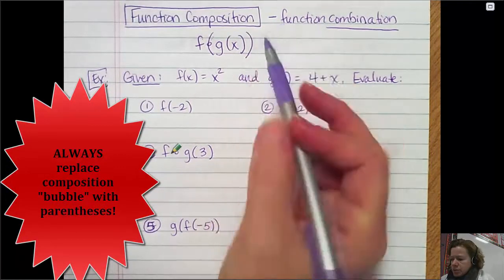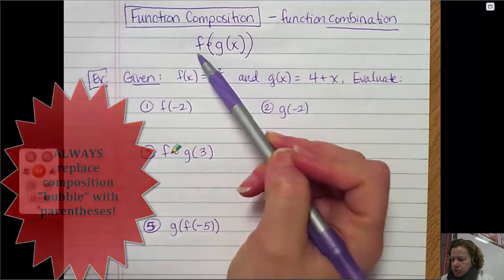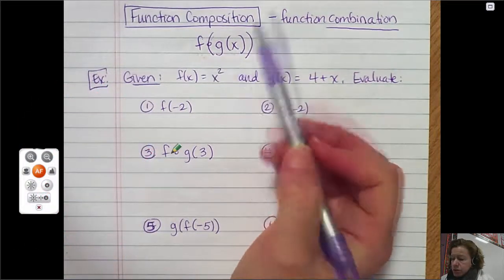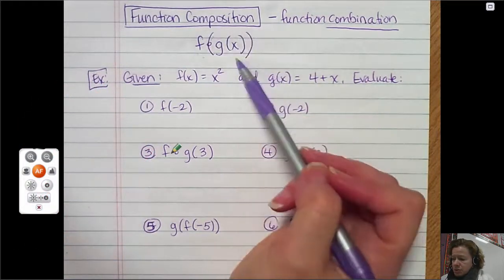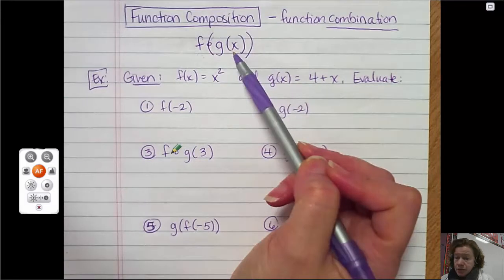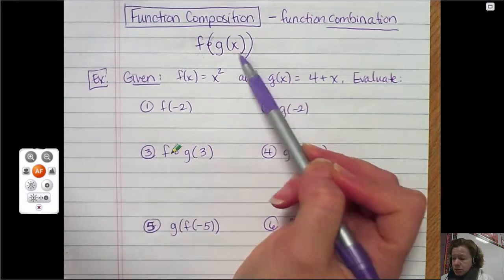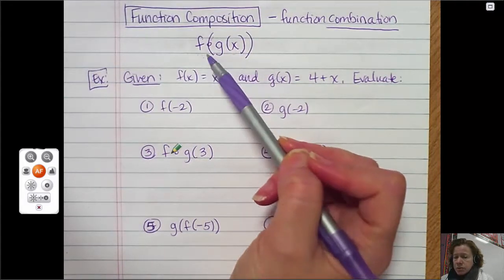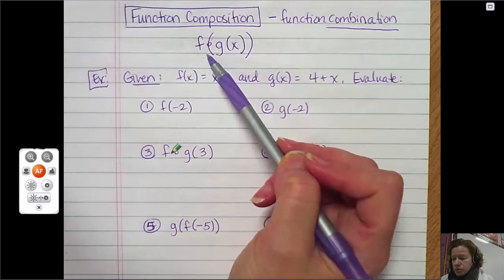In function composition, we work from the inside out, or from the right to the left. So in this case, we would take whatever number we're told to plug into the g function, get an answer, and then take that result and plug it into f. So we're combining two functions, or composing two functions.